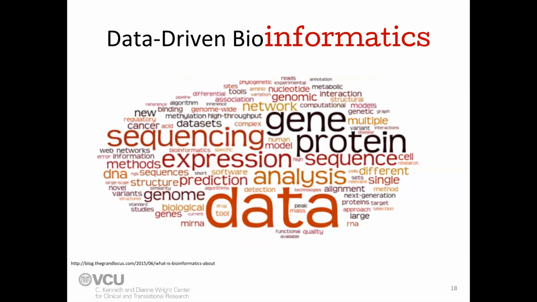This word cloud was generated from 1,000 abstracts in the Bioinformatics Journal in the year 2014, and the top 100 words were put into a word cloud, where the size of the word means the word was more frequent. We can see the most frequent word was data, and then we have the types of data: gene data, protein data, expression data, sequencing data. I really like this word cloud because it summarizes what bioinformatics is, that it's focused on data and the type of data that it's focused on.